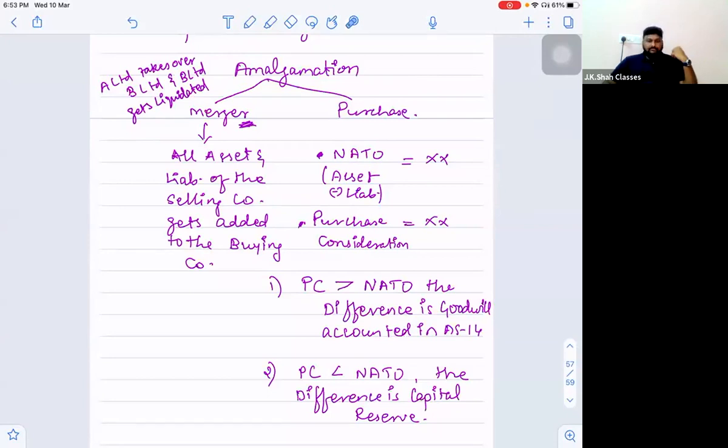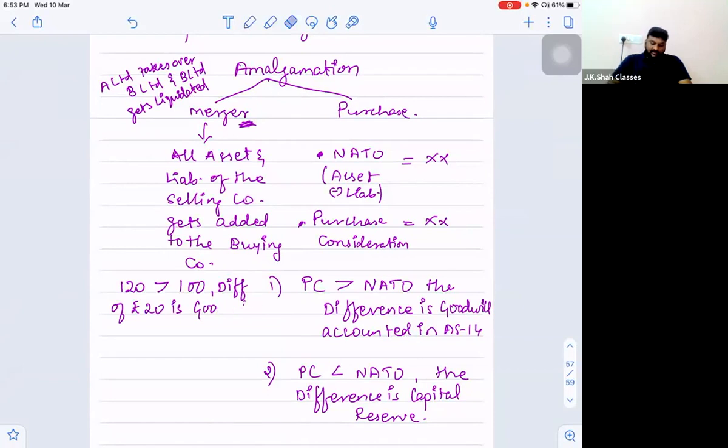Now, say for example, the purchase consideration that you are paying is greater than the value of assets that you are going to take up. For example, you are paying them 120 rupees, but the assets that you are taking up from the company are worth only 100 rupees. So the difference of rupees 20 is goodwill.